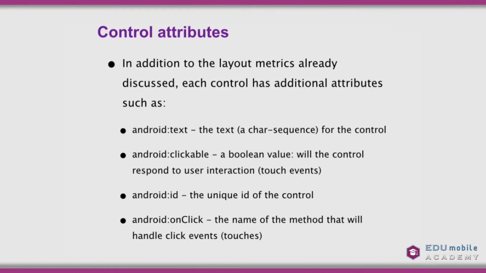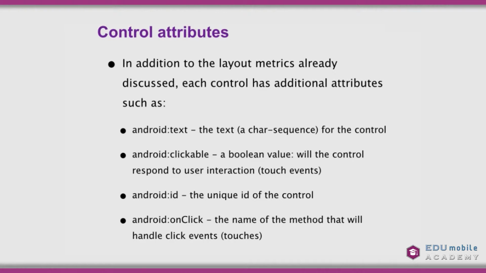Android clickable allows you to say true or false. Is this going to function at this point as an active control, even for controls that are not normally clickable? So this is how you would set up a text view, for example, to be interactive. Android ID, perhaps the most important thing here, is going to be the unique ID of the control, and we're going to talk quite a bit about that in the next slide. And then Android onClick, you can set this up for click events with the name of the method that will handle those click events or basic touches.